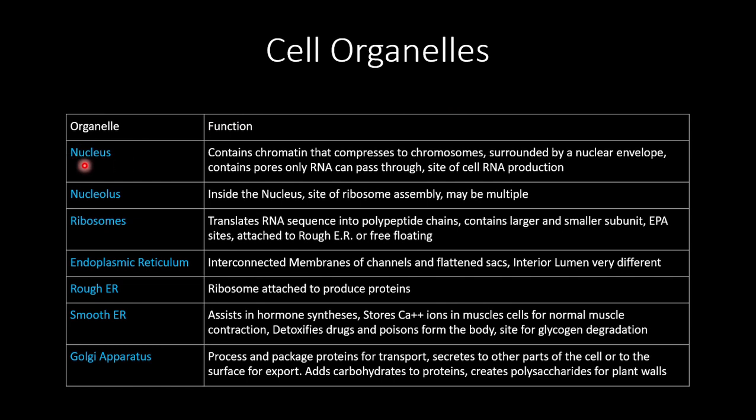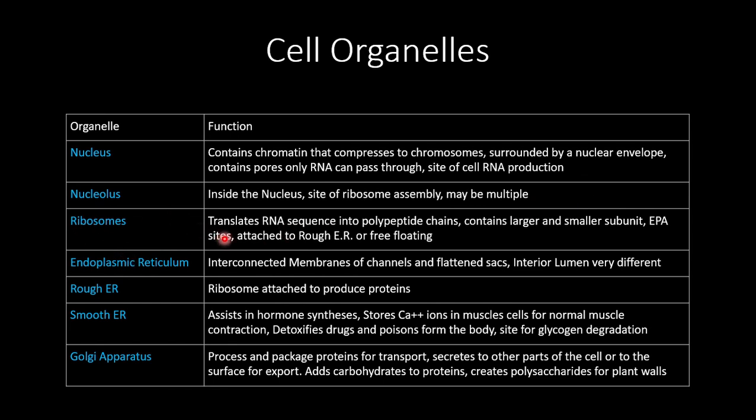Nucleus. It contains chromatin that's compressed into chromosomes, surrounded by a nuclear envelope, and it contains pores that only RNA can pass through. That's important. In translation, only RNA can pass through. DNA has to stay within the nucleus. It is the site of cell RNA production. Nucleolus. This is a part inside the nucleus, and it is the site of ribosome assembly, and there could be multiple depending on the cell type.